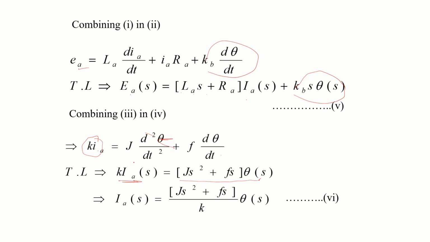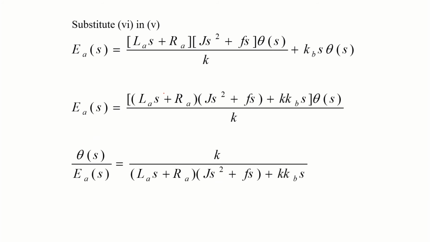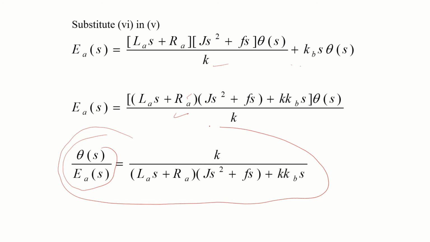From this equation, I can find IA of s, which is nothing but this one. So I will substitute this for IA of s into this. Then you will get LA s plus RA times J s square plus F s theta of s plus K KB s theta of s. Take LCM now. Output is theta of s, input is E of s. You will get the transfer function of an armature controlled DC motor. Very, very useful relationship. Please keep it in mind. We'll use it in subsequent chapters.